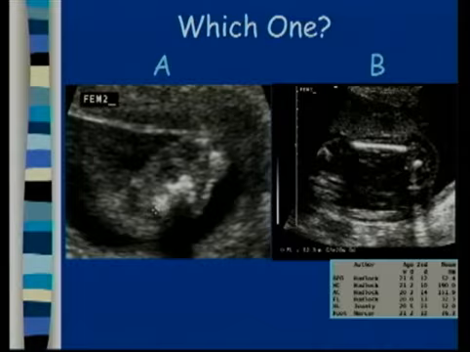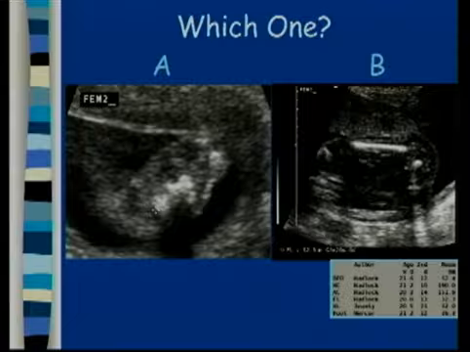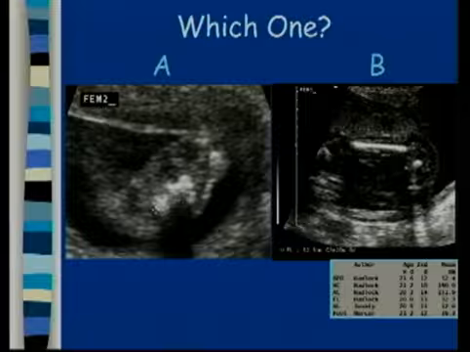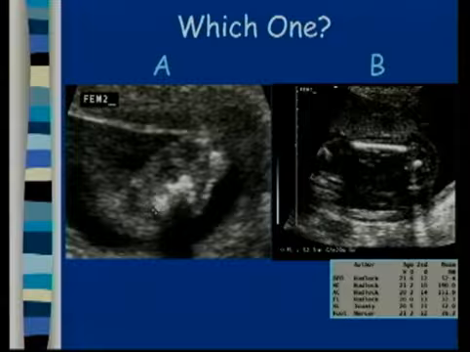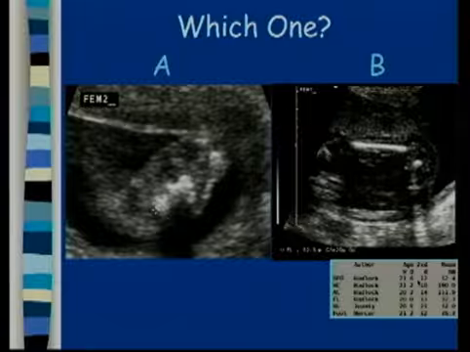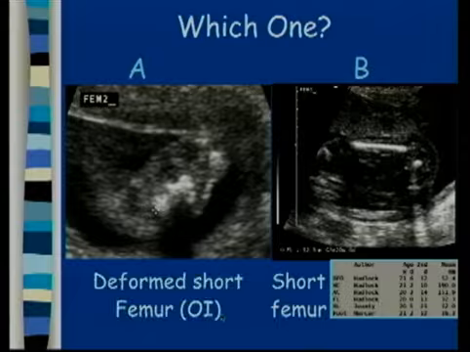Okay, here's another case. Which femur would you rather have, A or B? A has an irregularity to this femur. It's not very sharp. It's kind of wrinkled. B, the femur looks normal, but when you look at the parameters here, the BPD is at 21 weeks 6 days and the femur is at 20, so it's almost 2 weeks behind. So basically a short femur.